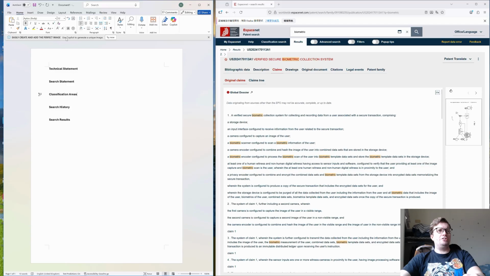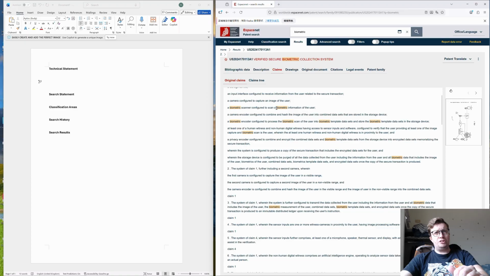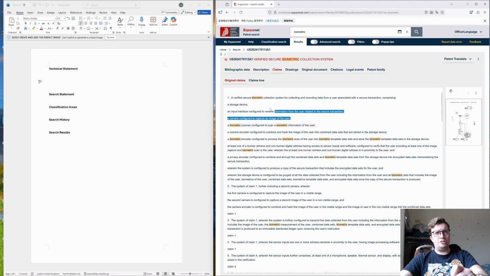So technical statement, right? So what would I say about that? I'm just looking at this blind, okay? I haven't seen this case before. I don't know what it's about. So the first thing I'm going to do is just read the claims. It says a verified secure biometric collection system for collecting and recording data from a user associated with a secure transaction, comprising a storage device, an input interface configured to receive information from the user related to the secure transaction, a camera configured to capture an image of the user. So all of this is known. We don't need to worry about any of this.